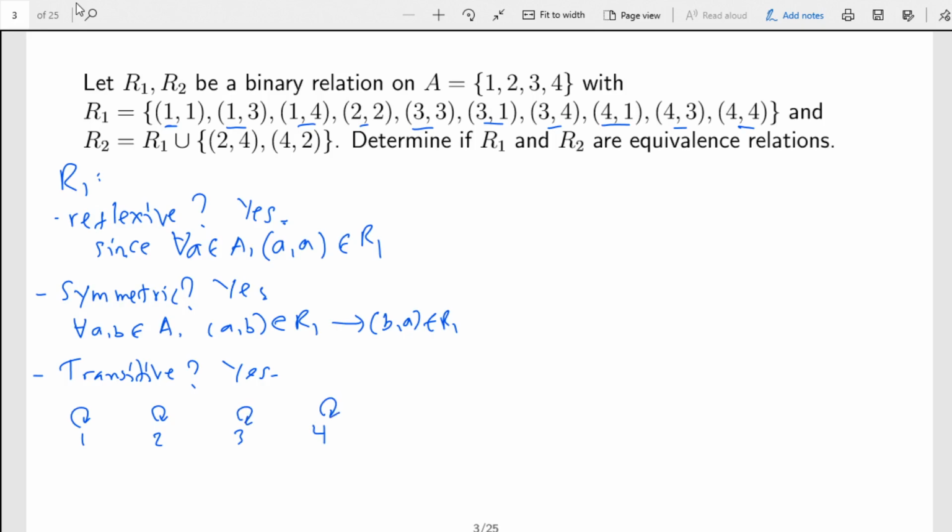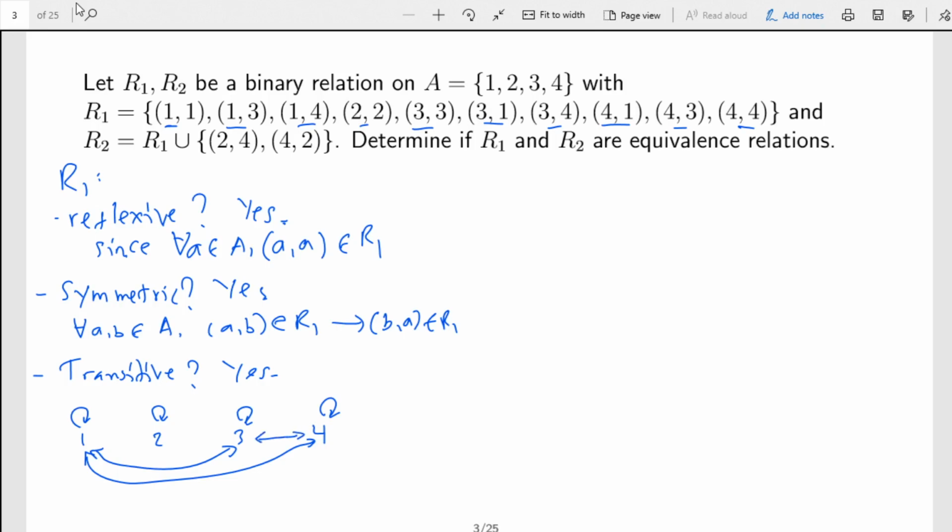You also have that 1 goes to 3 and 3 goes to 1, the opposite direction. And then 1 goes to 4 and 4 goes to 1, the opposite direction. And 3 goes to 4 and 4 goes to 3.